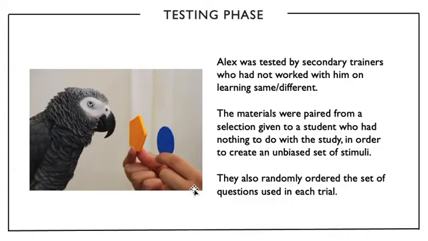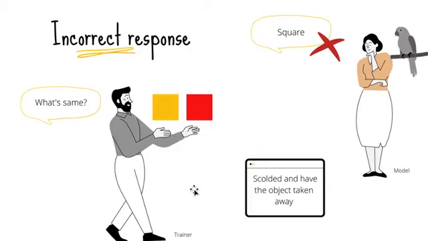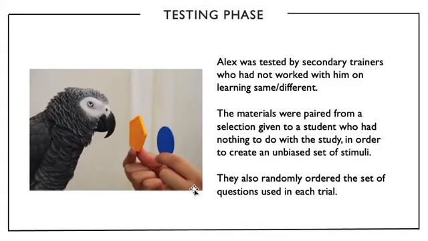So earlier was the training phase, and now we come to testing. He could already answer correctly in the training phase. He was already trained. He could already say shape, color, and matter. So now we will test whether he learned it or not. Alex was tested by secondary trainers. So we didn't use the person just now, the primary trainer. We used another trainer who had not worked with him on learning same and different, the learned materials.